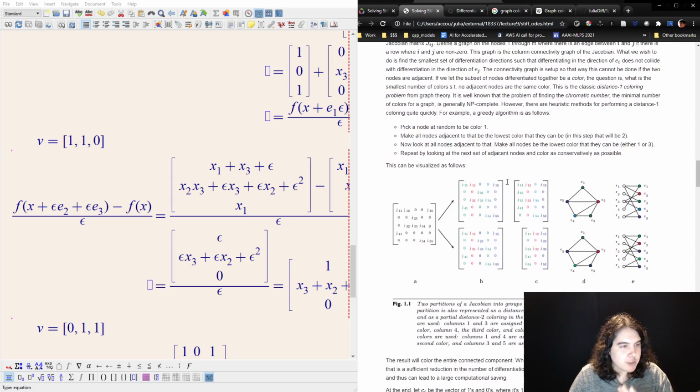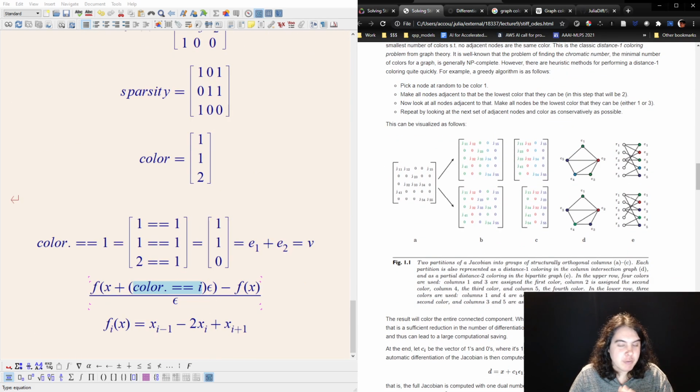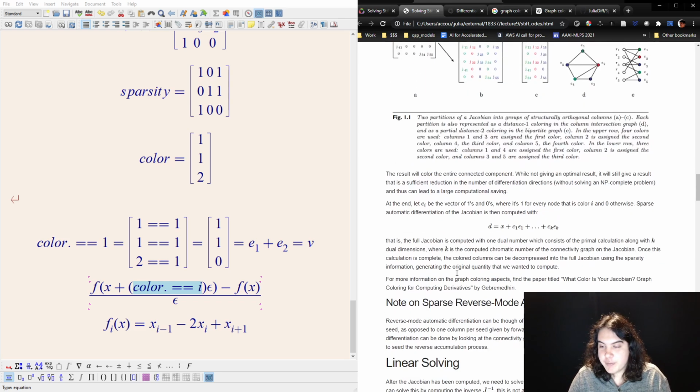So the same exact color vector and everything is all used, and then you use forward mode AD with directional derivatives instead of finite differencing with directional derivatives, and that's how you do forward mode AD for large sparse Jacobians. So that's our best method so far.